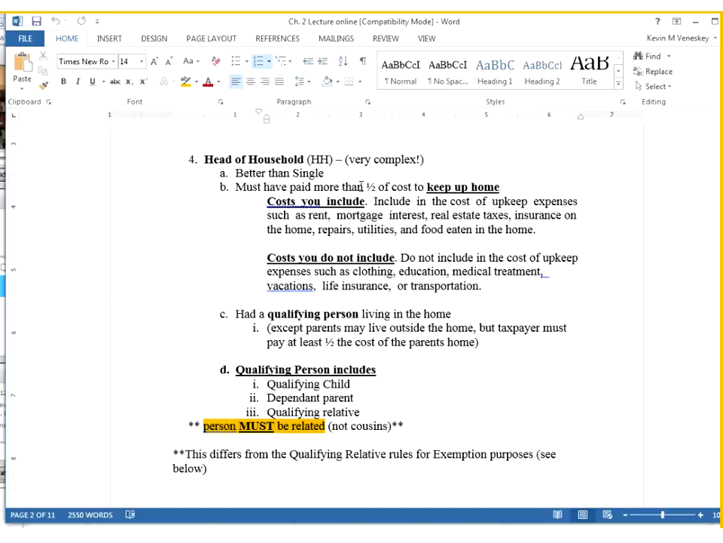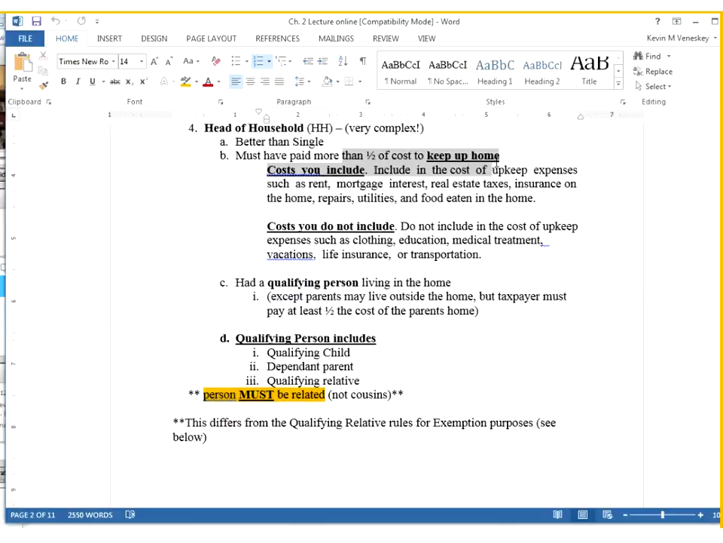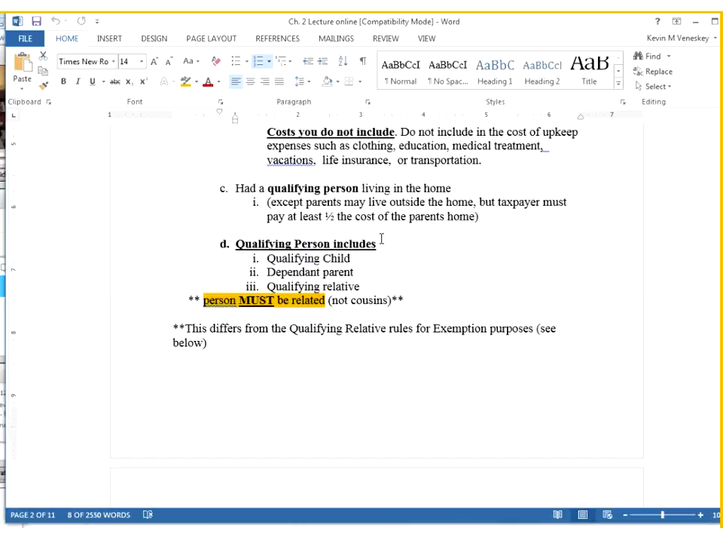So what do you have to do to qualify? You have to keep up half the cost of having a home. And I give you some items that are included in those kinds of costs, what you get to include and what you don't. If you look at the spiral pages, it also gives you some items to look up and then write down all of the costs that go into your home and how much of them you provide, so you know if you provide over half the cost. So go back and look at that spiral page. There is one specifically just for that.